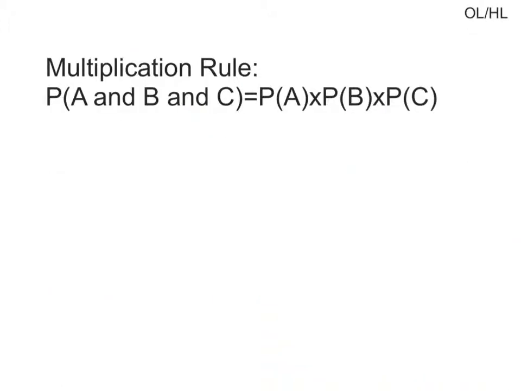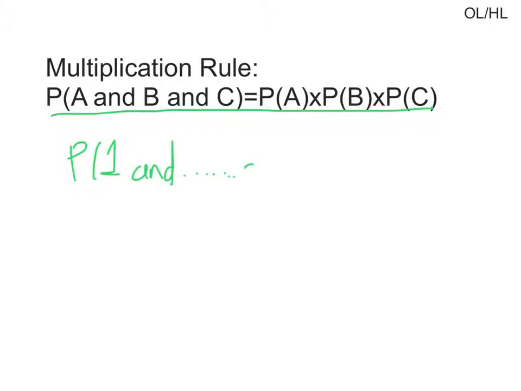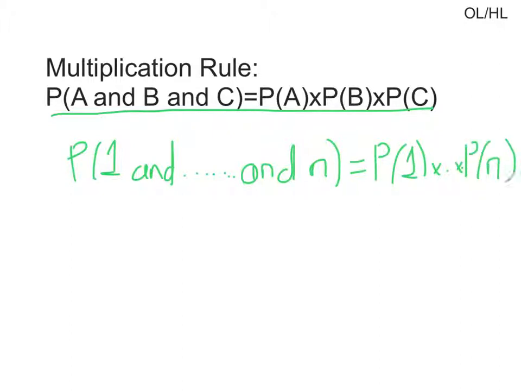The last thing to state is that the multiplication rule can be applied to more than 2 events. For example, on screen you can see the multiplication rule for 3 independent events. The multiplication rule, also known as the AND rule, can be applied to n number of events. In this case, the probability of event 1 and event 2, 3, 4, 5, 6 and so on, all the way up to event n, where n is some number, is equal to the probability of 1 multiplied by the probability of 2 multiplied by the probability of event 3 and all the way up to the probability of event n occurring. That concludes our discussion on the multiplication rule.